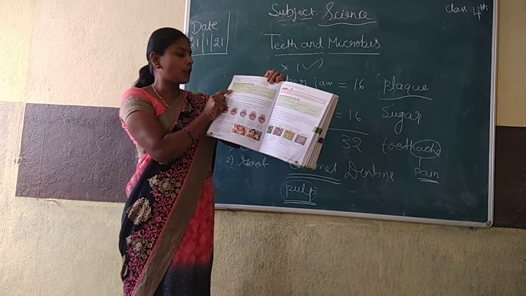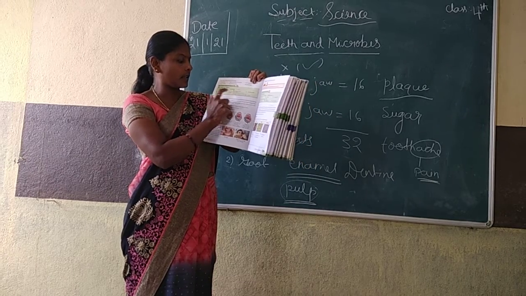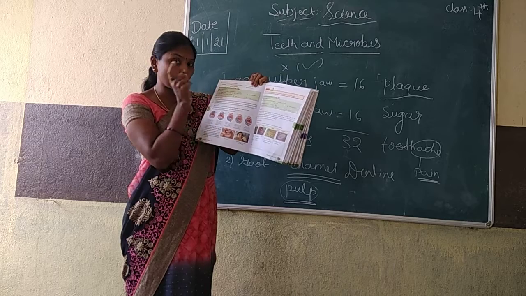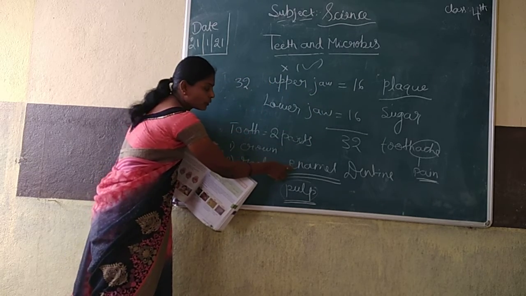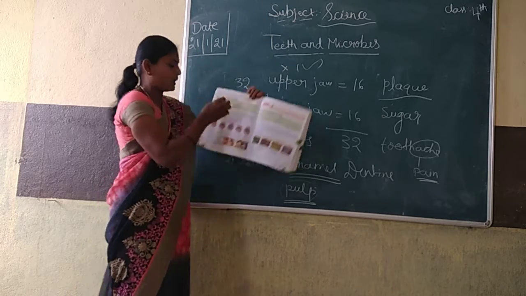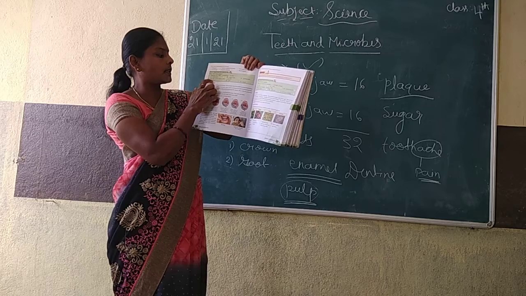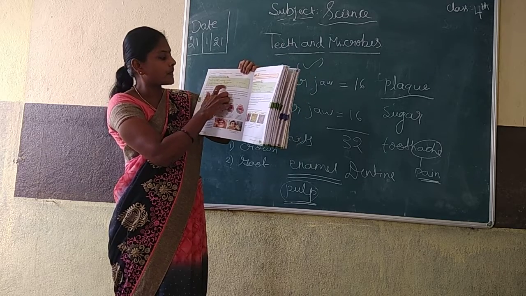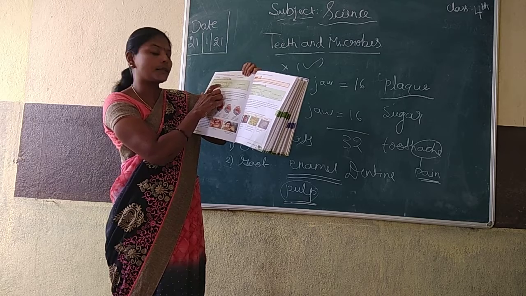Okay, now the second one. The center of each tooth is called dash. What is the center of each tooth called? Enamel, no? Options: arches, dentine, pulp, crown. What is the center of the tooth?